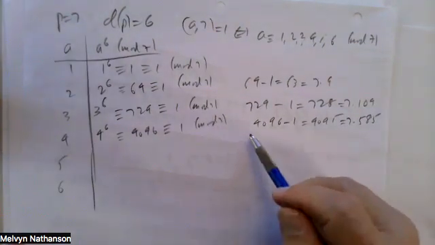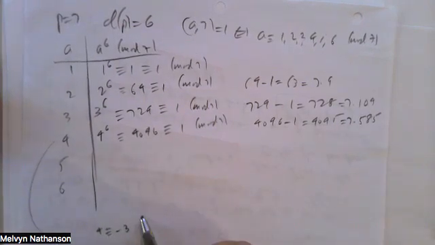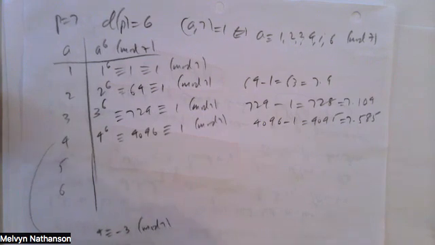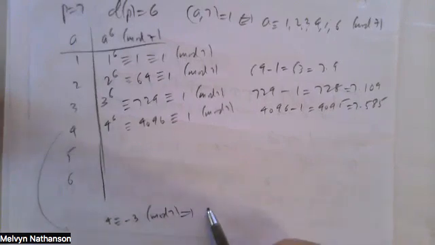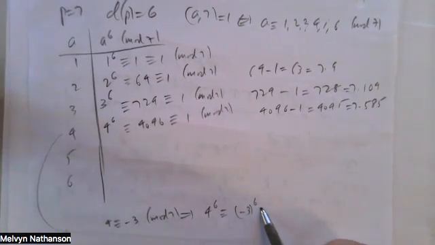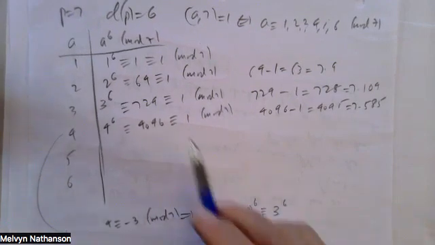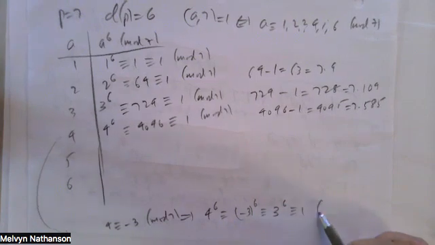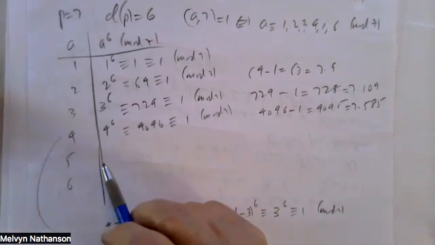Of course, an alternate way to do this, you could say 4 is congruent to minus 3 mod 7. So 4 to the 6th is minus 3 to the 6th. Minus 1 to the 6th is 1, so it's 3 to the 6th. And we already saw that's 1 mod 7. That's just another way to do it.